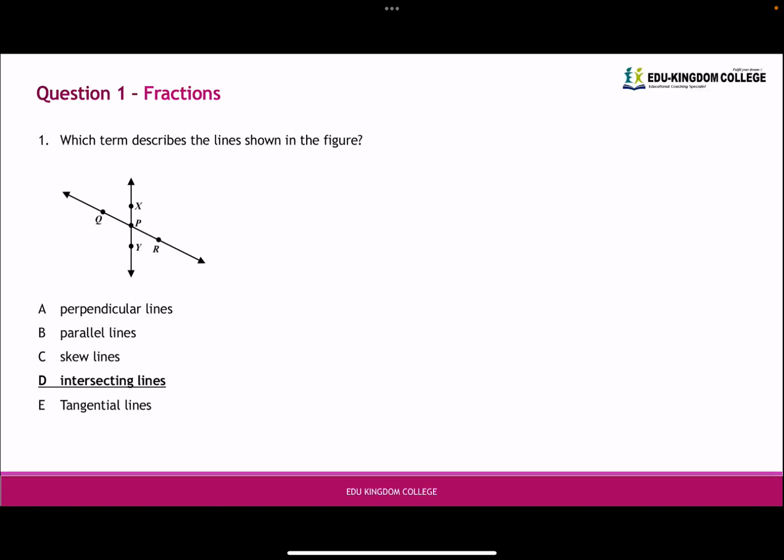Now, let's get into the questions. Question 1 is not a fractions question. It should be a definitions question. The term that describes the lines is not perpendicular, because perpendicular would be at 90 degrees. Parallel would be like this. Skew lines, I'm not entirely sure what that is, to be honest. Intersecting lines is the correct answer, because the two lines are intersecting each other, but they don't really have a special relationship. Tangential lines are not important at this point. You can only have them when you have at least one curve.